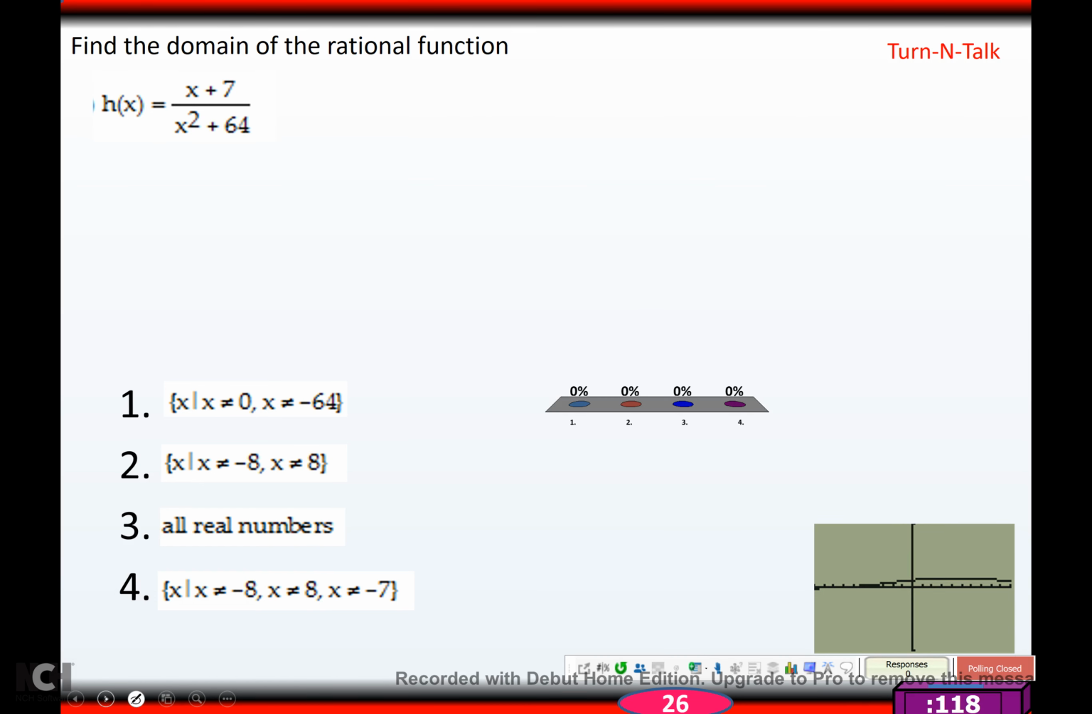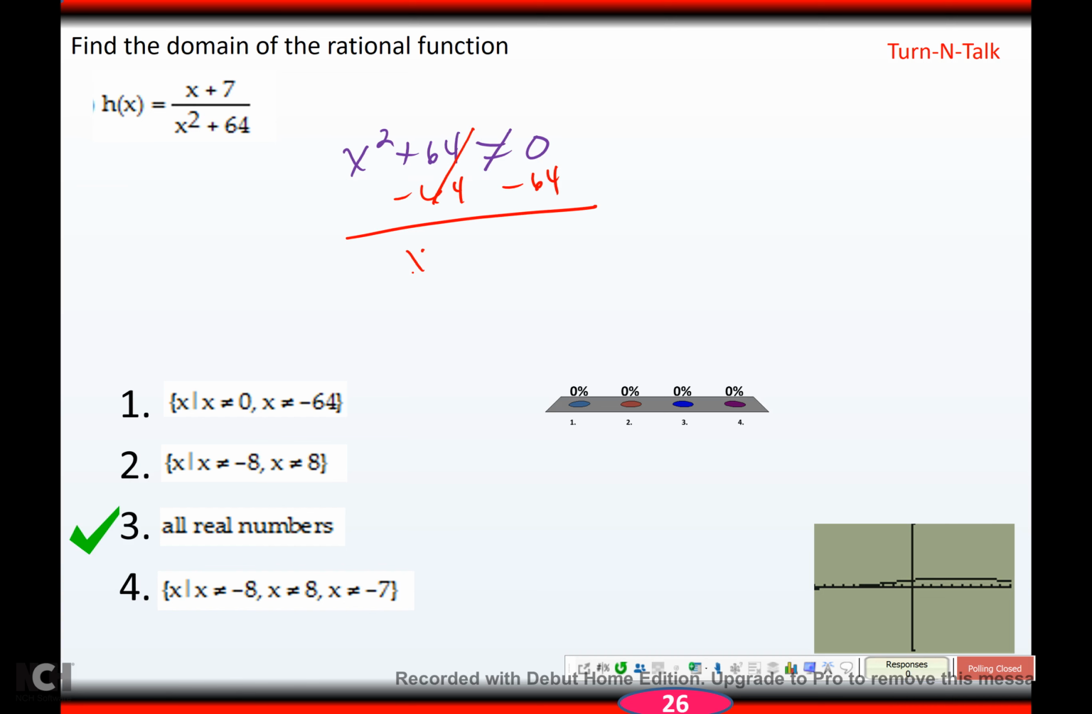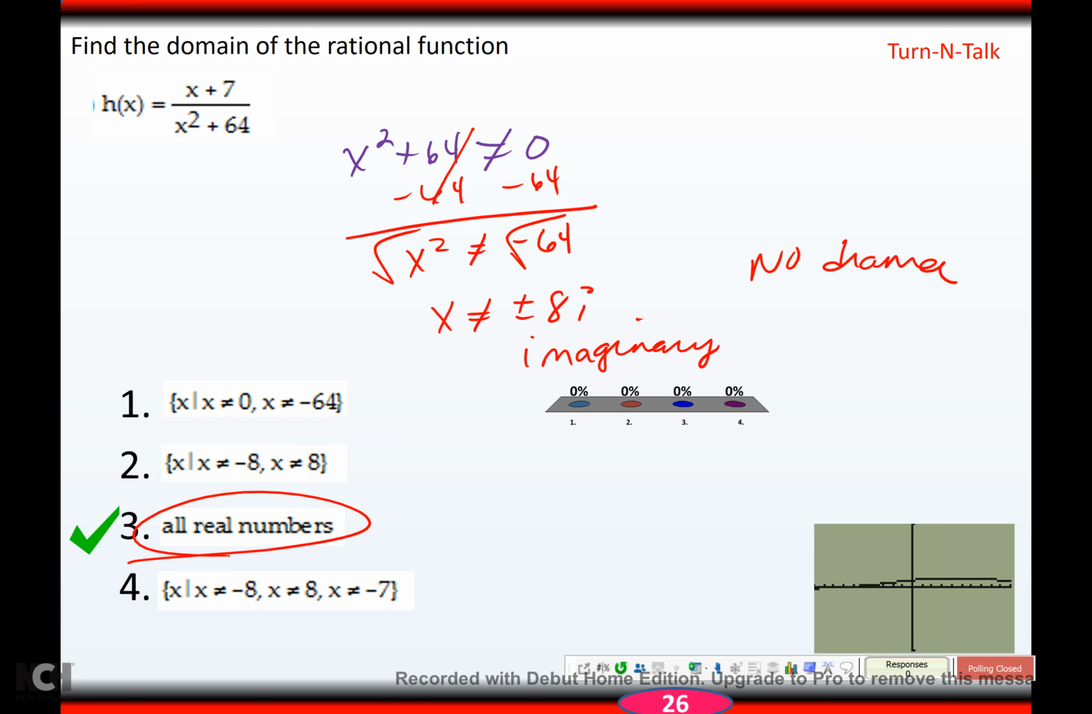And hopefully you got 3. You say, Mr. Denominator, you may never equal 0. To solve that, I'm going to minus 64, minus 64. I get x squared can never equal negative 64. Square root, and x can never equal plus or minus 8i. So the only restrictions aren't even real, which means there's no drama, which means my domain is all real numbers. In interval notation, you would say negative infinity to infinity. All right.